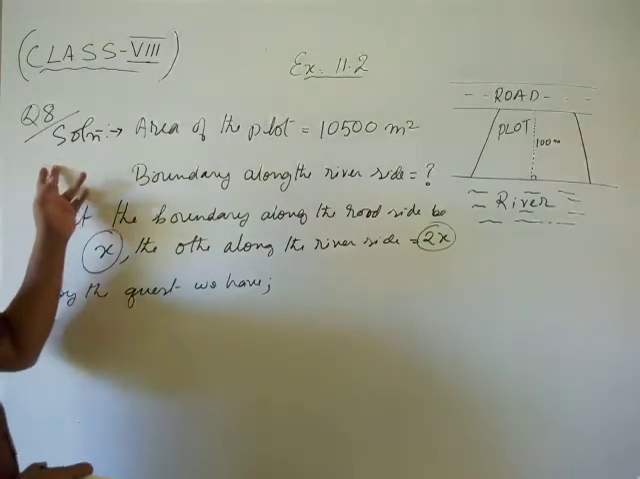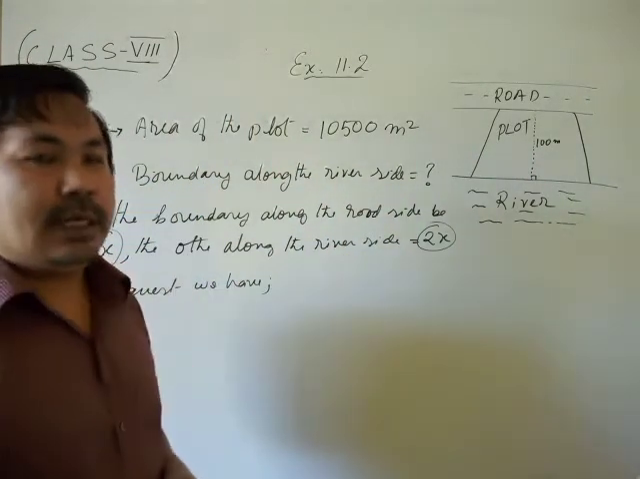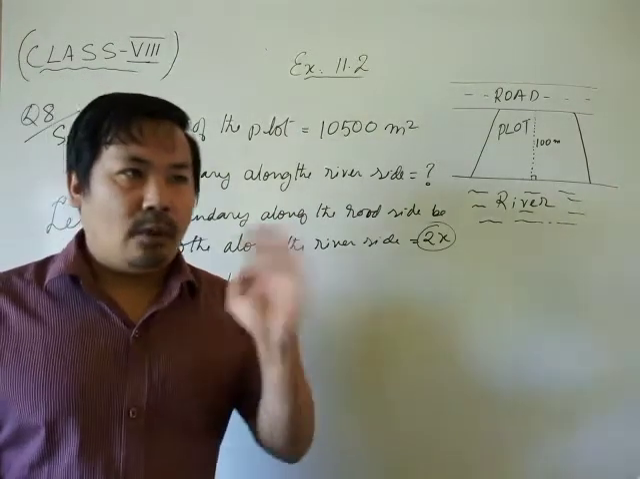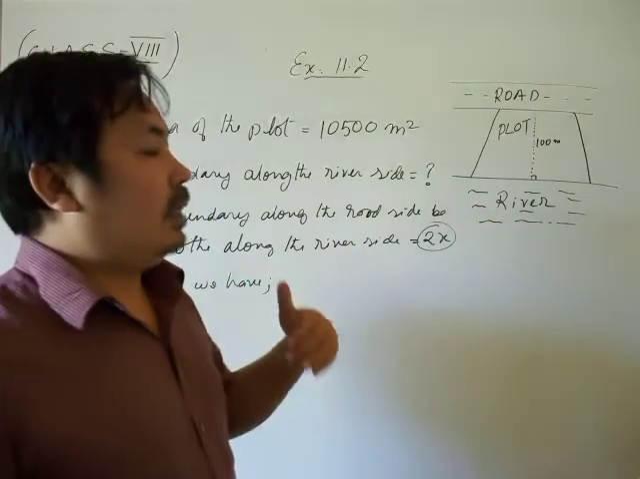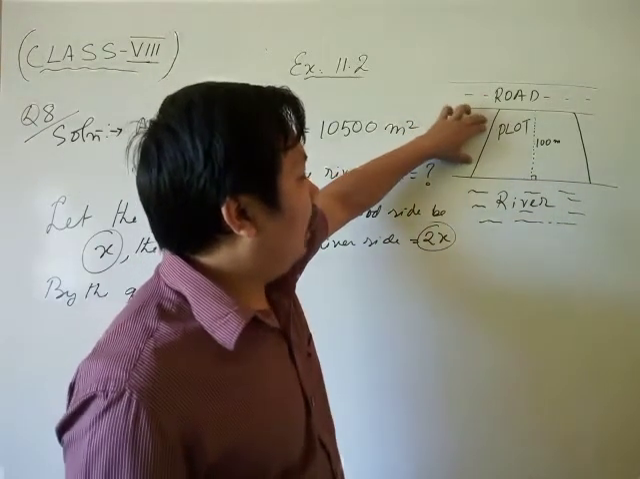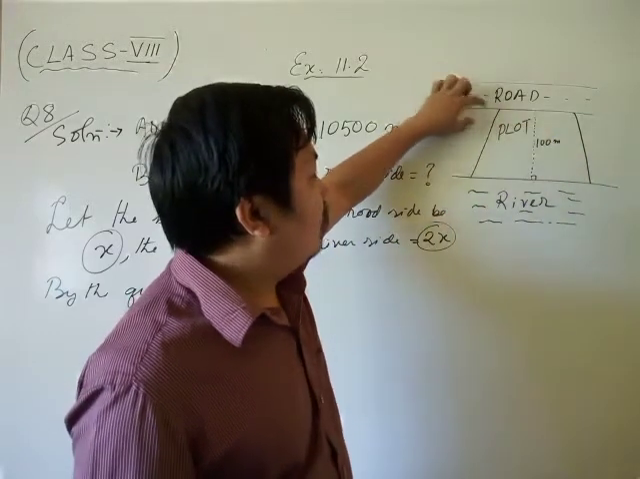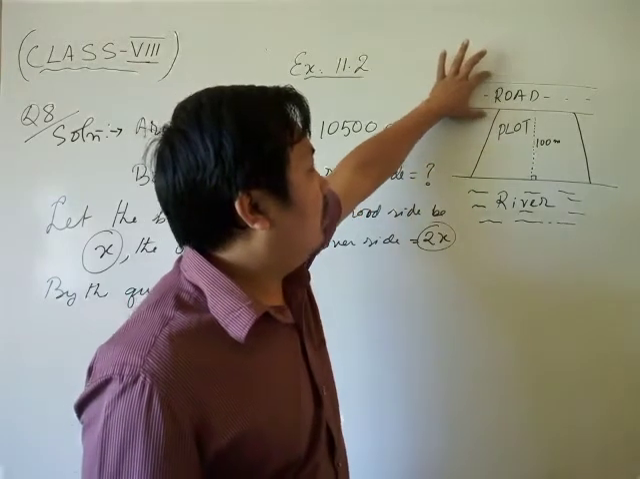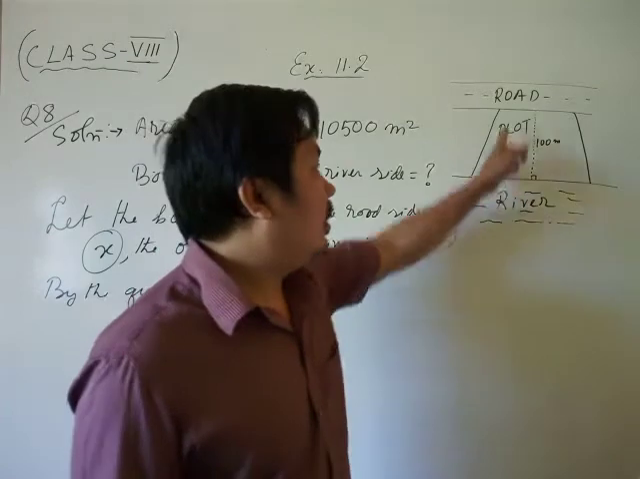Question number 8 is saying that Mohan. You can check the question from the book; I'm not writing the question here. A person called Mohan bought one plot of land which is in trapezium shape. One side of the trapezium shape of his plot is on the road side and another side is along the river lines.